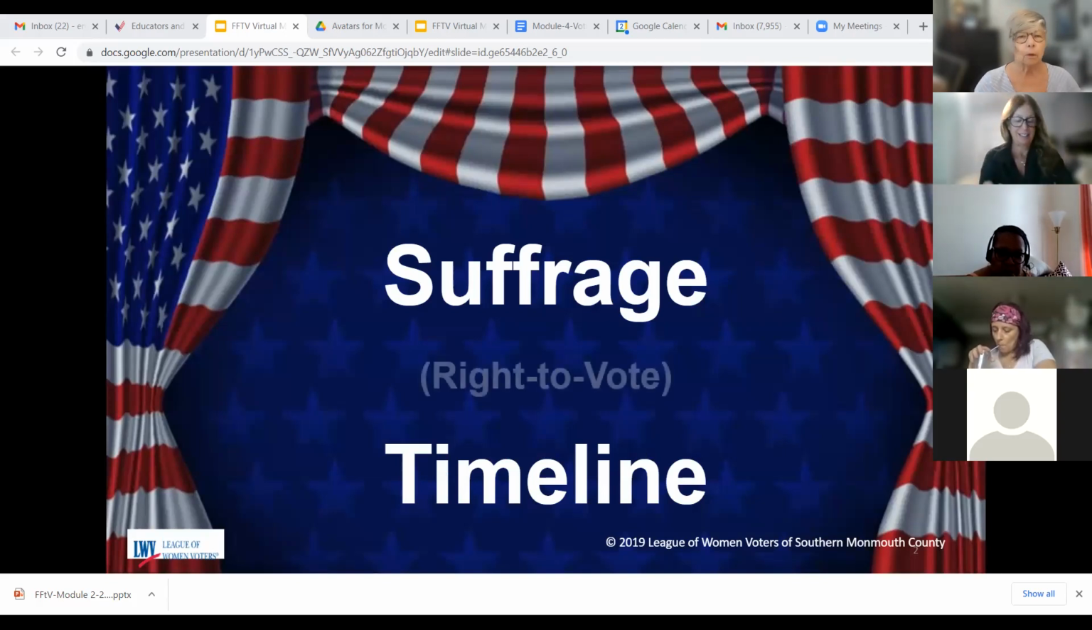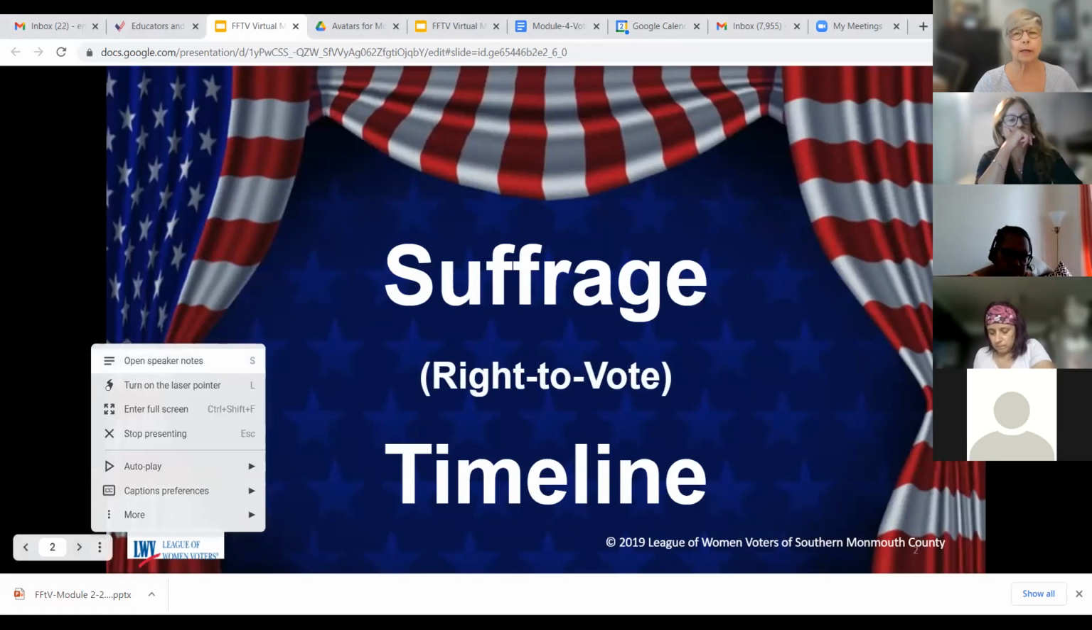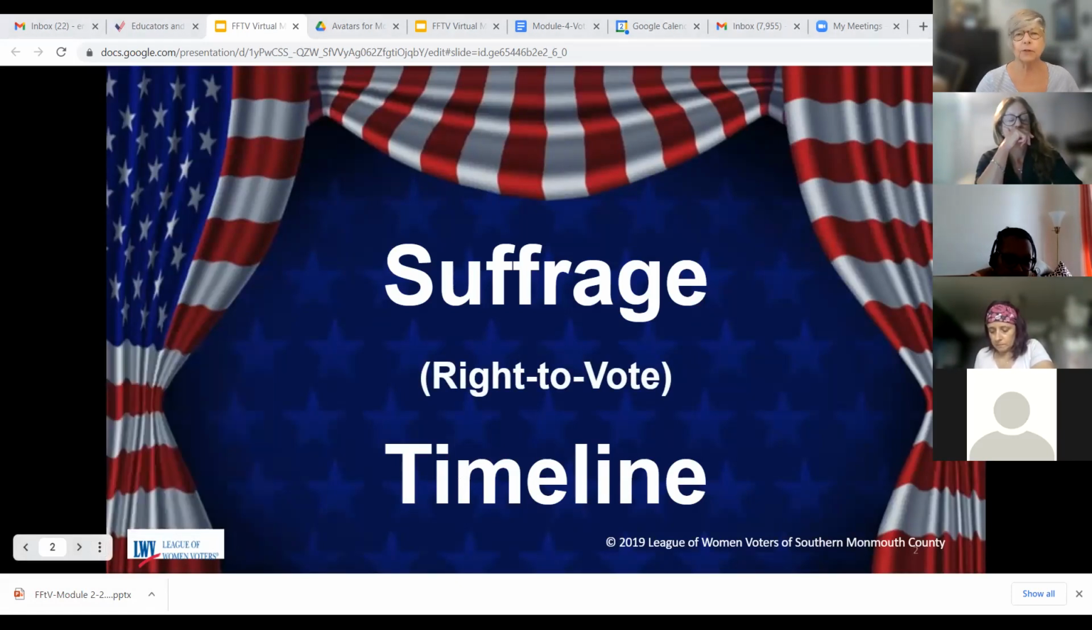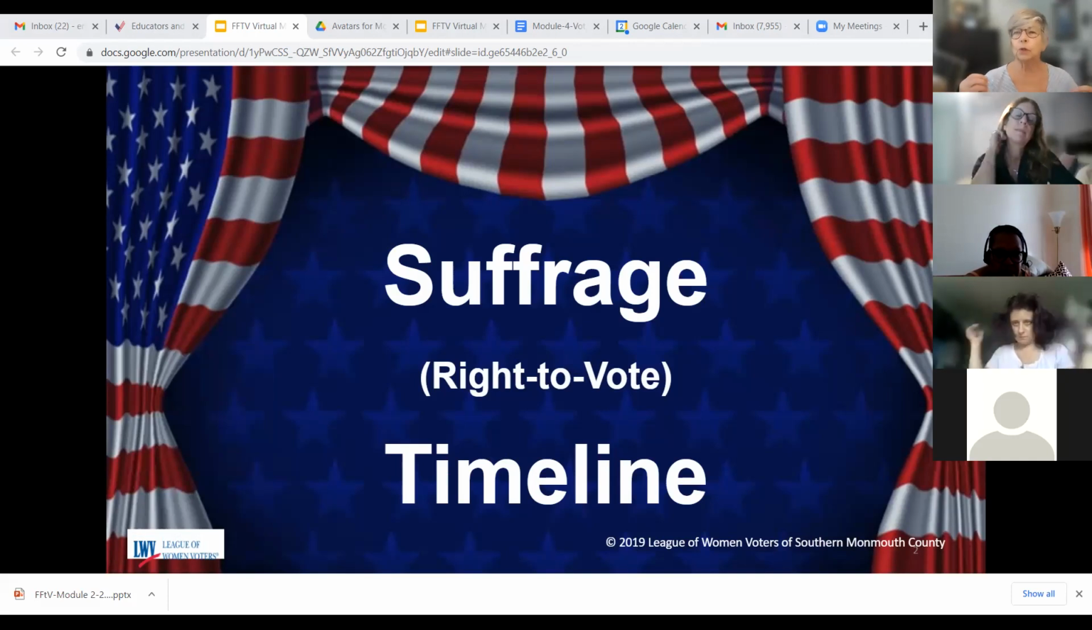What it means is the right to vote. And if you look at the word suffrage, what it sounds like is that the word suffer is in it. They don't come from the same root word, but in fact, in order to gain suffrage, many people suffered. And that's what we're going to learn about today.